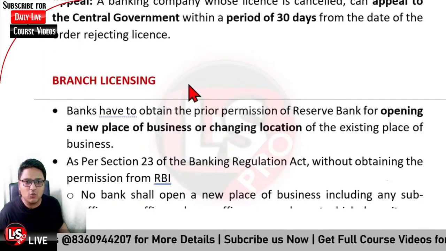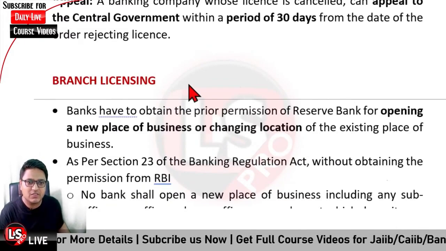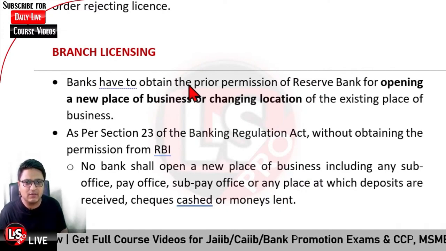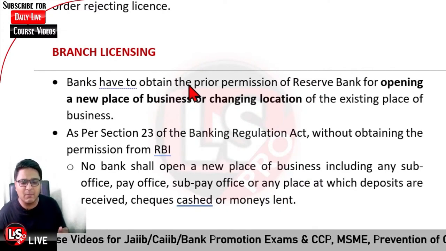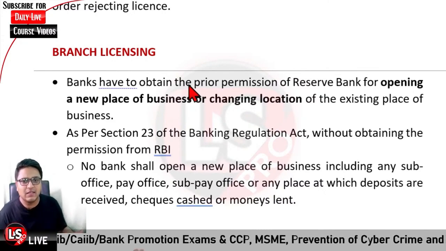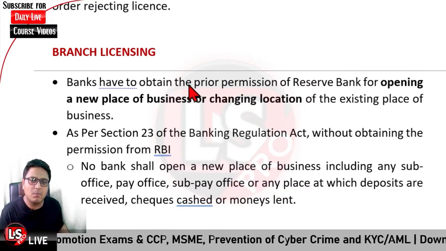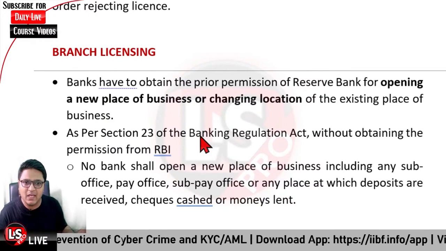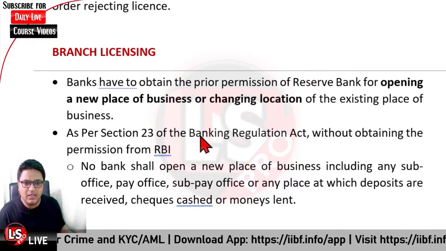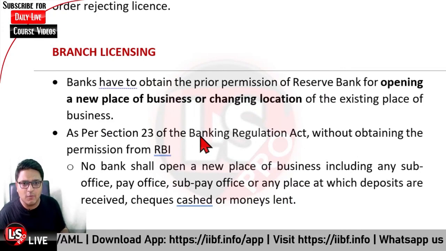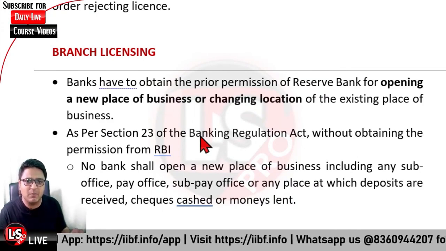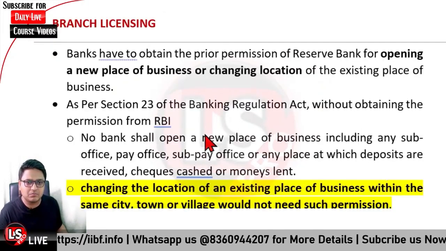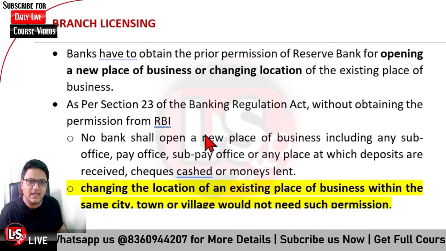Okay, so section 23 of the Banking Regulation Act states that no bank shall open a new place of business, including any sub office or any extension counter or any pay office, where deposits are received or checks encashed or money is lent. So section 23 states that without prior permission from the Reserve Bank of India, there is no option with the banks to open any place of business as a sub office, pay office, or sub pay office, at which deposits are received and checks are encashed.